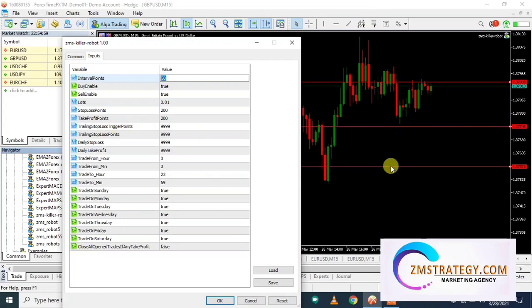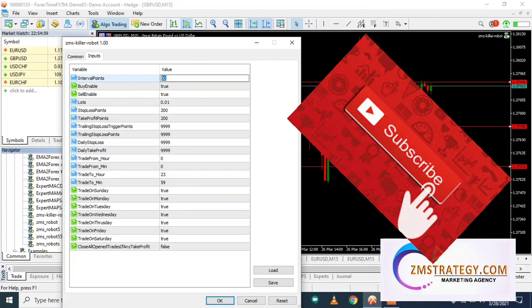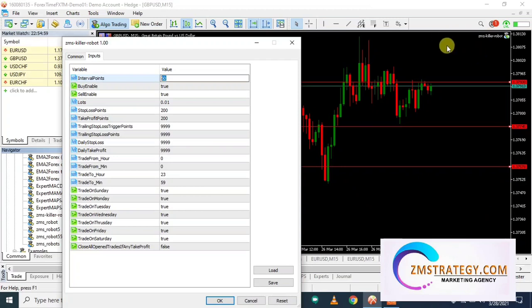Now remember that the robot has taken the first trade here at this point, and the robot takes another trade here, and the robot takes another trade there, and this first trade has not hit its take profit. Remember that we are using 200 points as our take profit, and this first trade here has not hit its take profit. Now we can use this trailing stop to protect our profit.